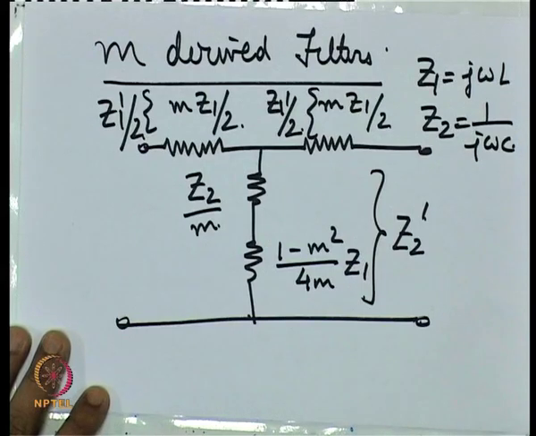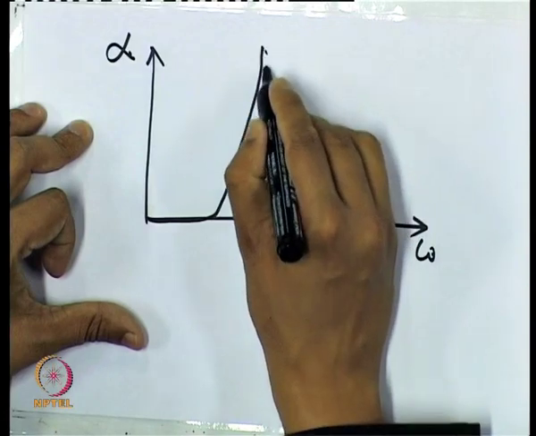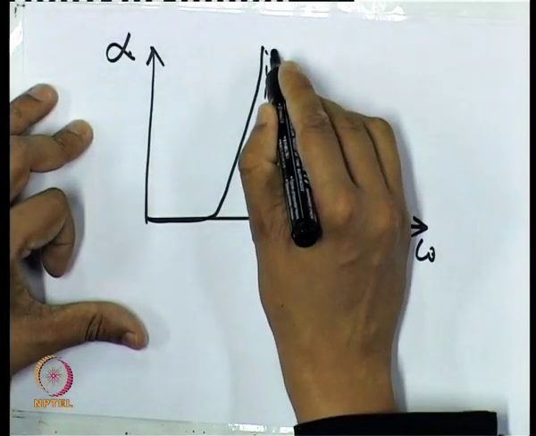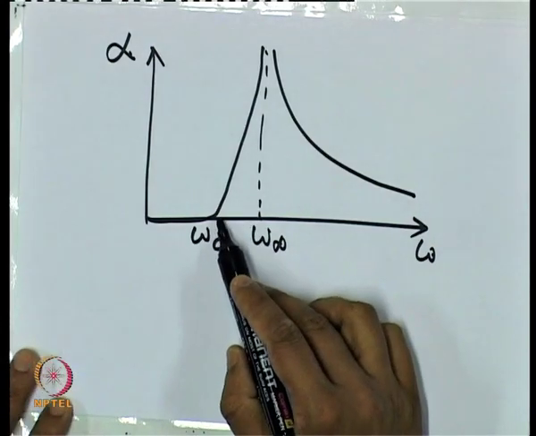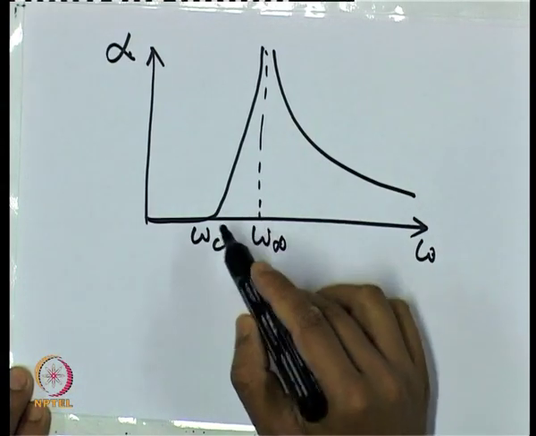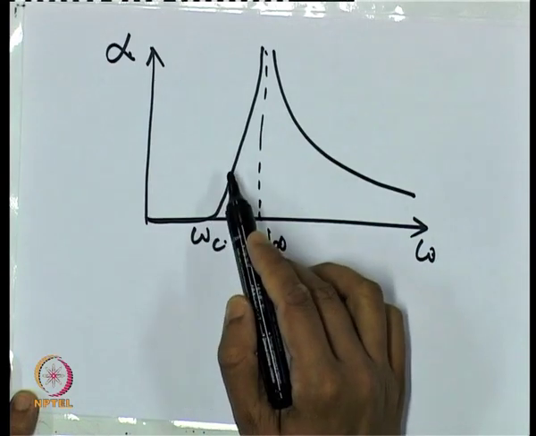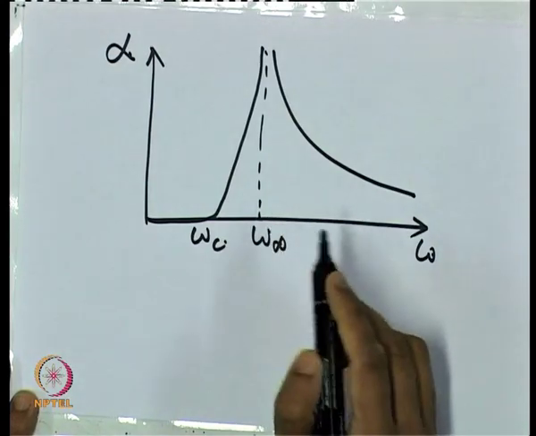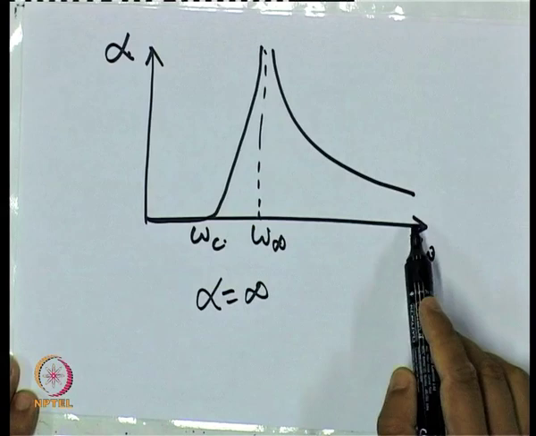If we plot the attenuation of this filter, the derivations are again given in the book by Pozar. I'll just directly plot the attenuation graphs to give you a better idea. So here, suppose I plot alpha with frequency, then the characteristics that I will get is something like this. Omega c remains the cutoff frequency, just like in the constant K filter case. But now you see that the attenuation is much higher in the stop band. Till omega c, alpha is equal to 0, but beyond omega c, the attenuation increases rapidly. There is a frequency called omega infinity where alpha is infinity. And beyond omega infinity, you see that alpha value decreases gradually.